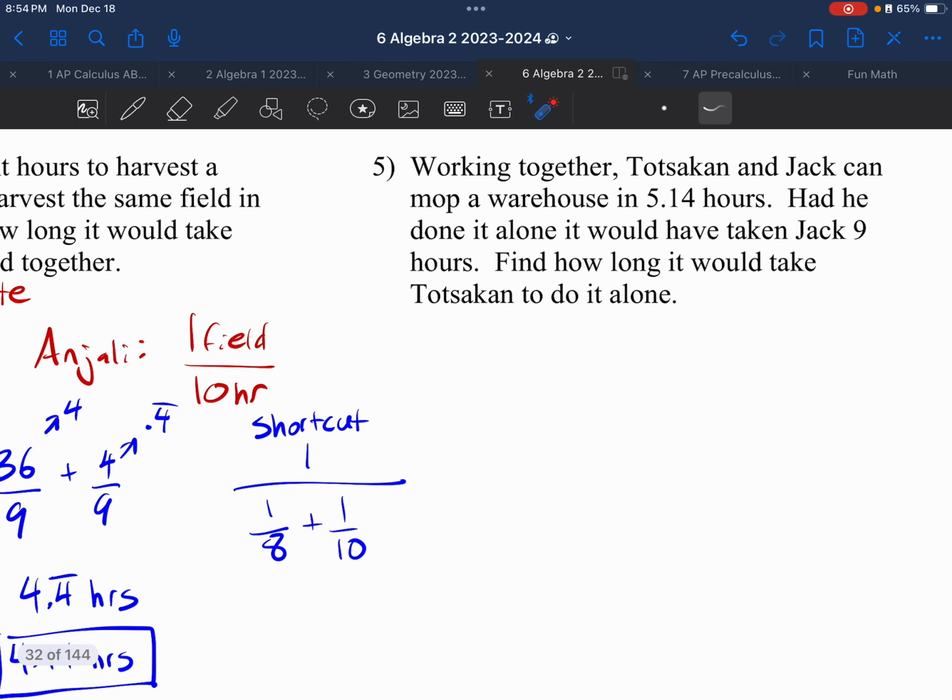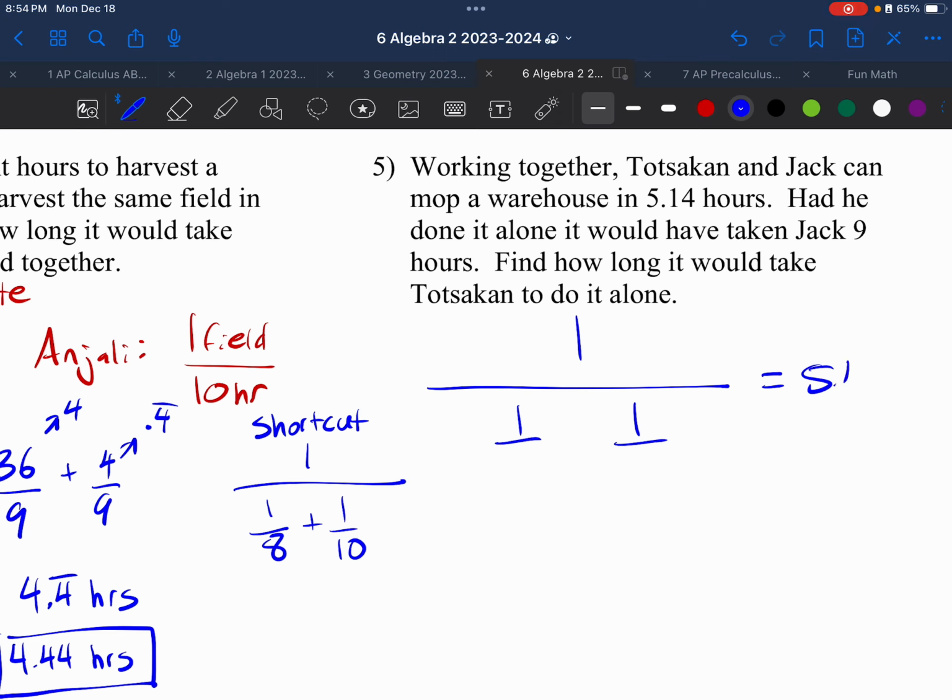And I'm going to be using this formula right here to solve for number 5. So number 5, I essentially have this. I have 1 all over these two rates, 1 over a number and 1 over another number. And it's going to be equal to our answer of 5.14.